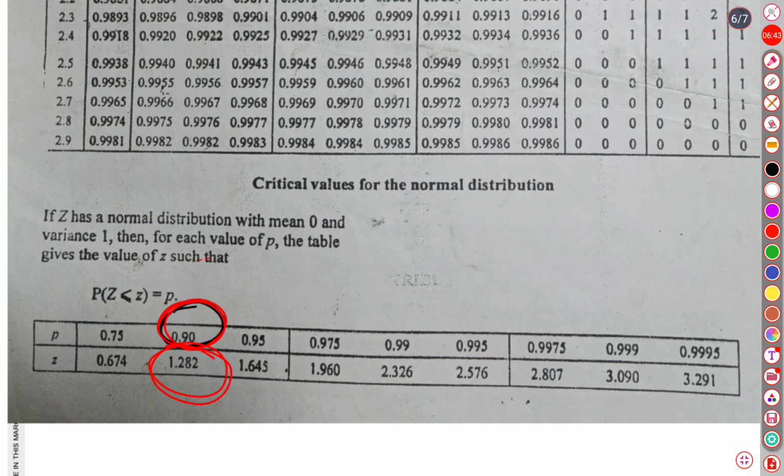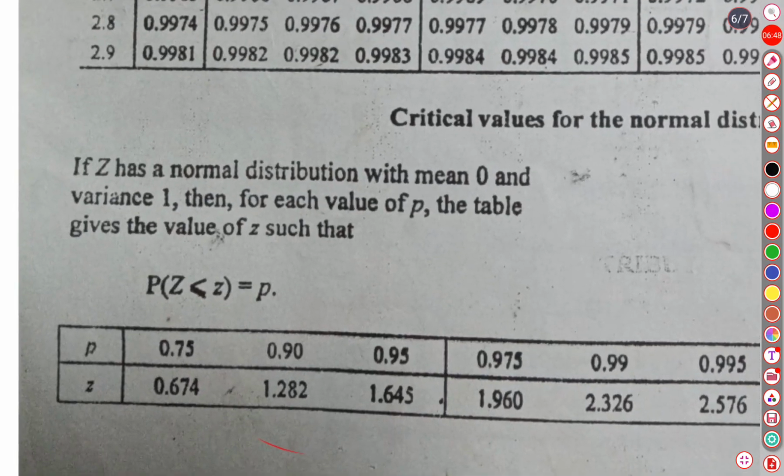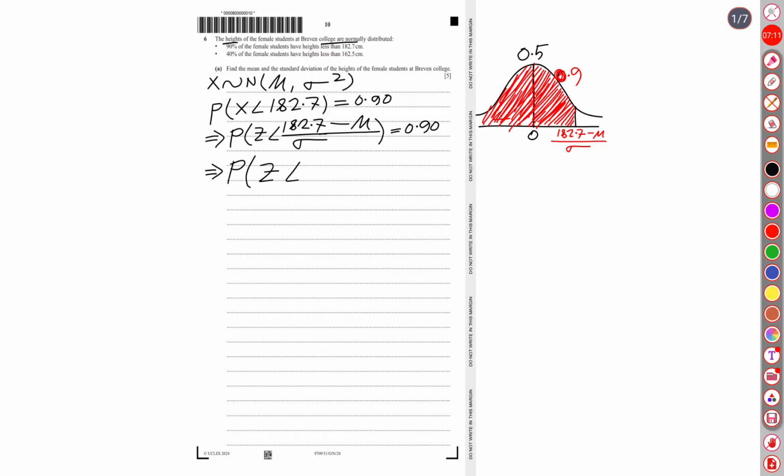So if our probability is 0.9, once again I am showing, look at this, here our probability is 0.9, so our z-score is going to be, this is our probability and this is the corresponding z-score. So what is our z-score? Our z-score is 1.282. Let us insert this 1.282.